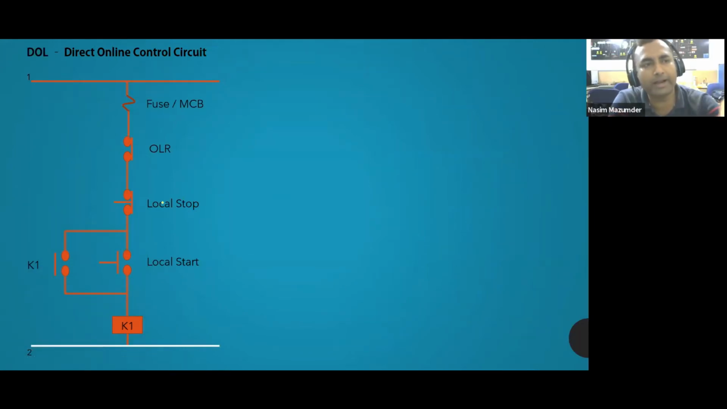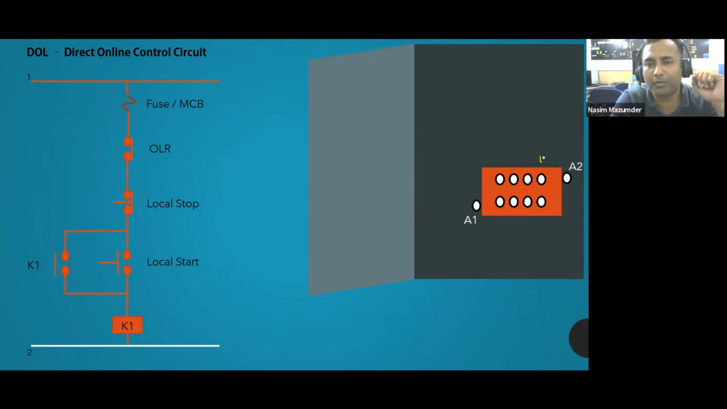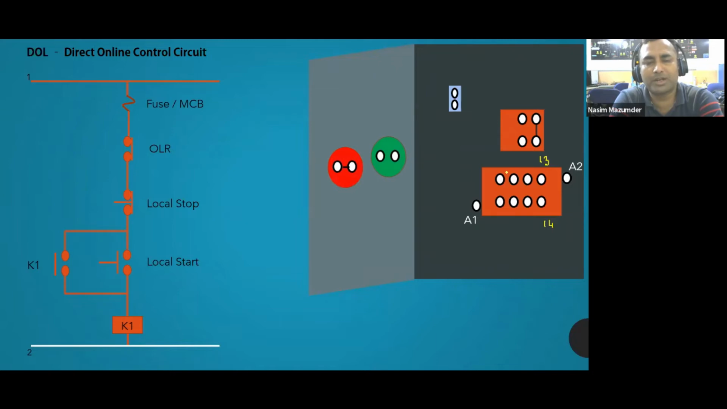Now, if this is my wiring diagram of the circuit, then we come to the actual wiring. Actual wiring means what I expected from you, that you draw this particular panel. This is my panel. Then this is my contactor, and as I have just shown you, there will be 2 terminals for the coil, A1 and A2, and there will be NO contacts 13, 14, and other NO contacts. One overload relay, one fuse, one stop push button, one start push button, and 3 indicators. These are the basic things that we can see in our panel.